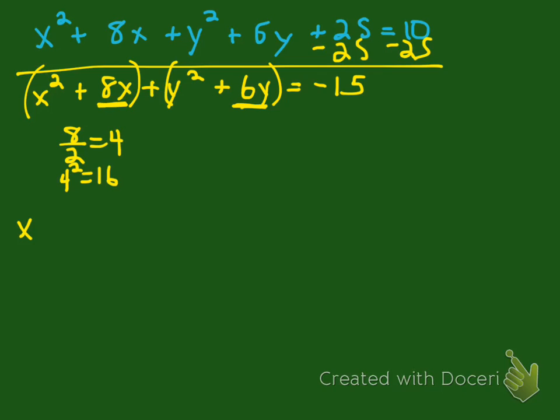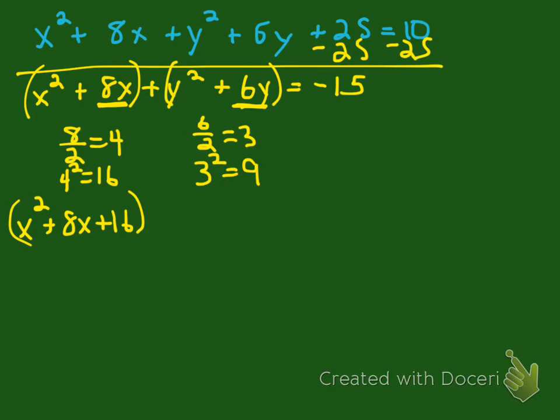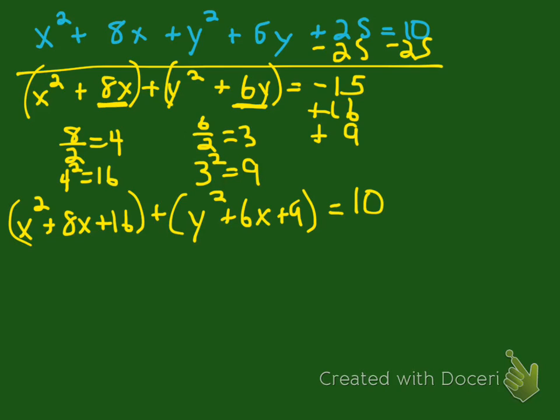So now I'm going to have x squared plus 8x plus 16. Then I'm going to do 6 divided by 2 gives me 3. 3 squared equals 9. So I'm going to have y squared plus 6y plus 9. And that equals, so we're going to add those two numbers over here, so plus 16 plus 9. So that gives me 10.